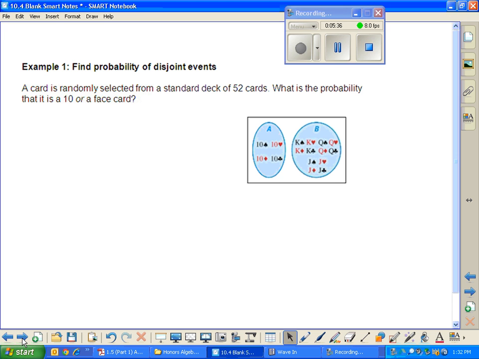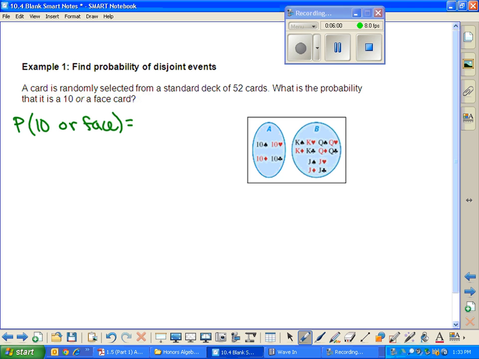A card is randomly selected from a standard deck of 52 cards. What is the probability that a 10 or a face card is chosen? So, start out by writing probability of 10 or face. Probability of picking a 10 or probability of picking a face.